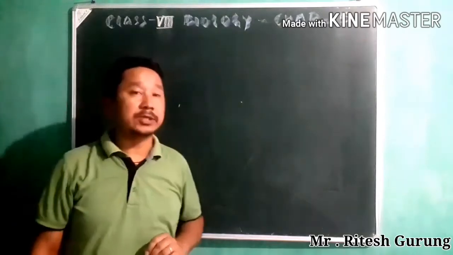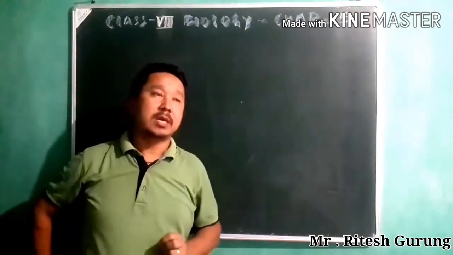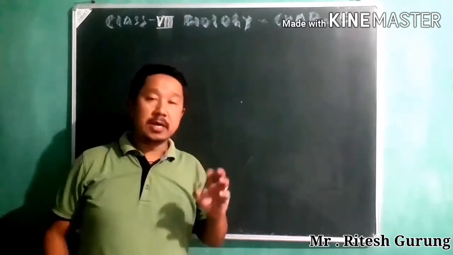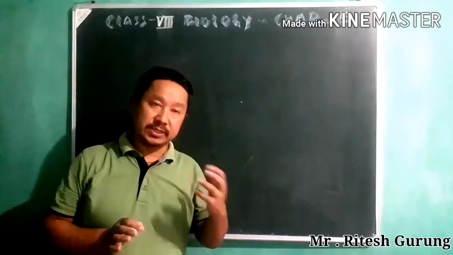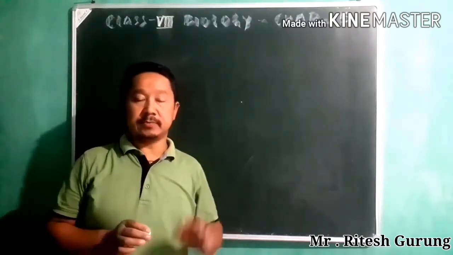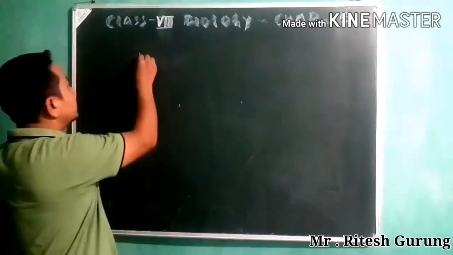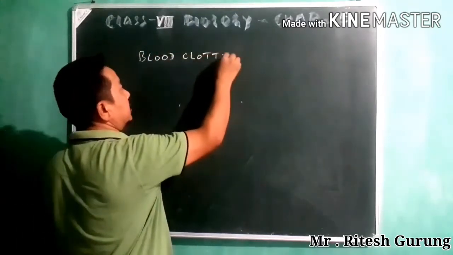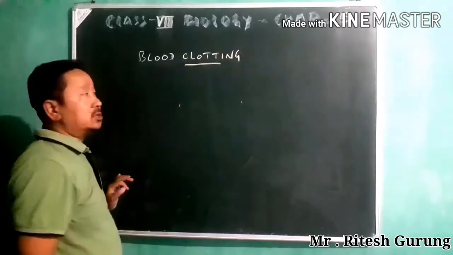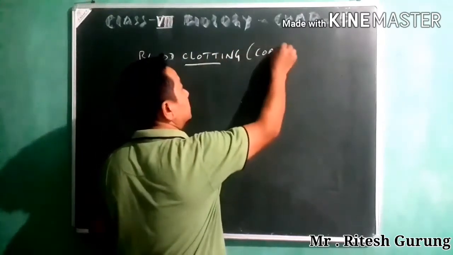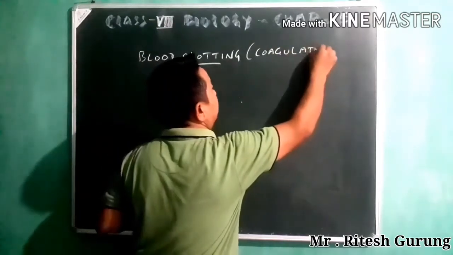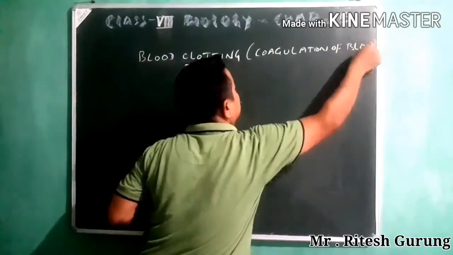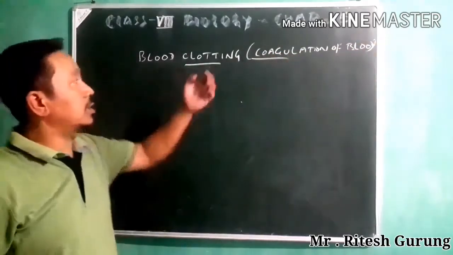Dear classmate, we'll continue chapter number 5, that is the circulatory system. Today we'll start with a very complex process or mechanism that you see there in the circulatory system, that is blood clotting. Blood clotting, which is also called coagulation of blood.